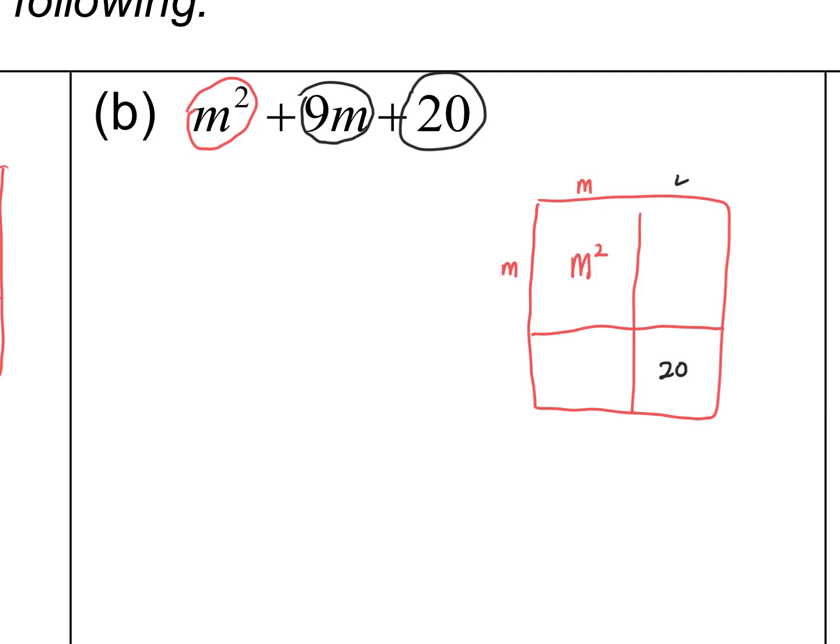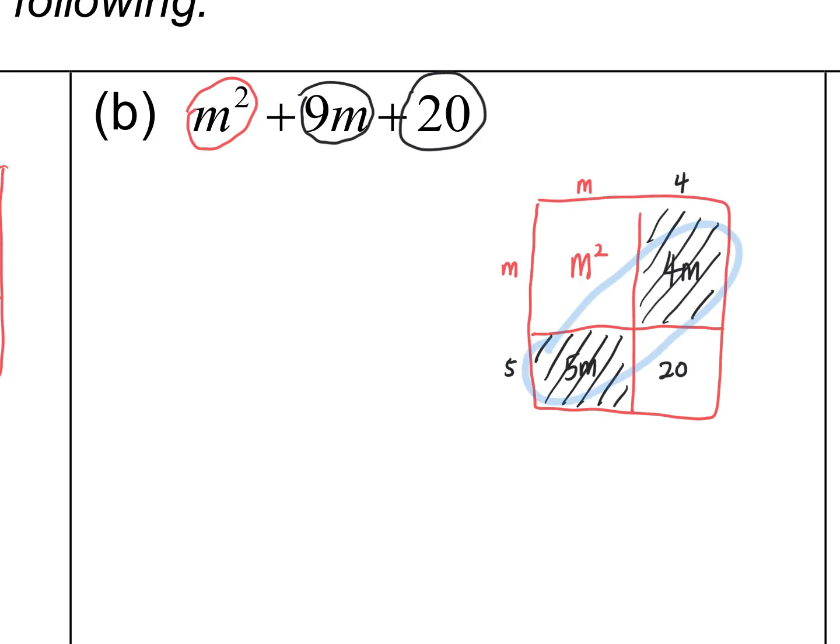4 and 5, because 4 times 5 gives me 20, right? And I know if I find the area of this piece, it gives me 4m. The area of this piece gives me 5m. So these 2 will add up to the 9m I want. You can also choose 20 and 1, but it will not give you 9m. So you know your answer must be these 2. So m plus 4 and m plus 5.